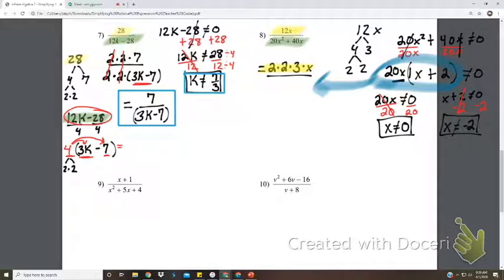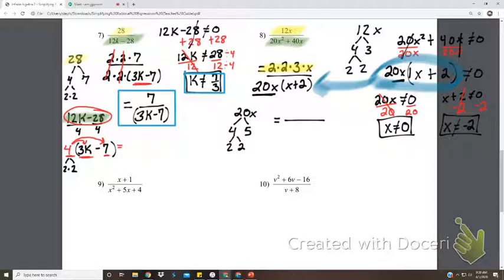So I'm going to bring that over here. So we have 20x times x plus 2. Now kind of like 1 through 6, I'm going to take the 20x. I do want to simplify that a little bit farther. So 20x, I'm going to simplify that to 4 times 5. 4 breaks down to 2 times 2.